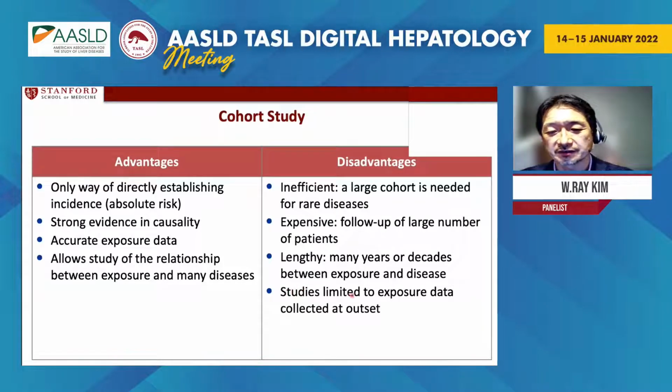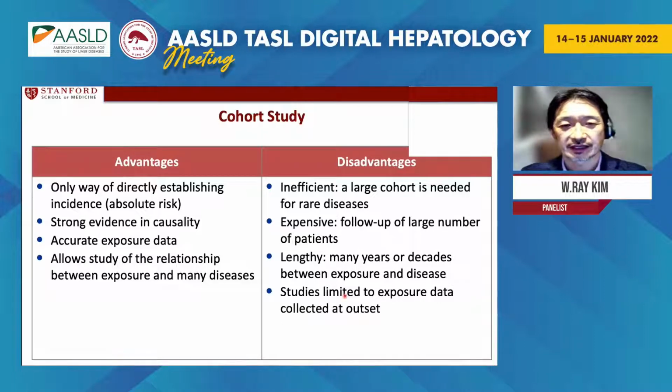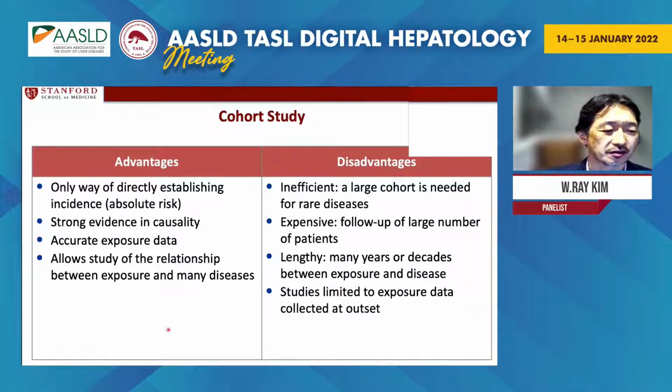The studies are limited to exposure data collected at the outset. So if you have hepatitis B exposure and you follow them forward, that determines hepatitis B as an exposure variable. But if you wanted to study hepatitis C, and Dr. Yang in the 1990s did not have hepatitis C data, so you could not study that. So that's a disadvantage for a cohort study design.